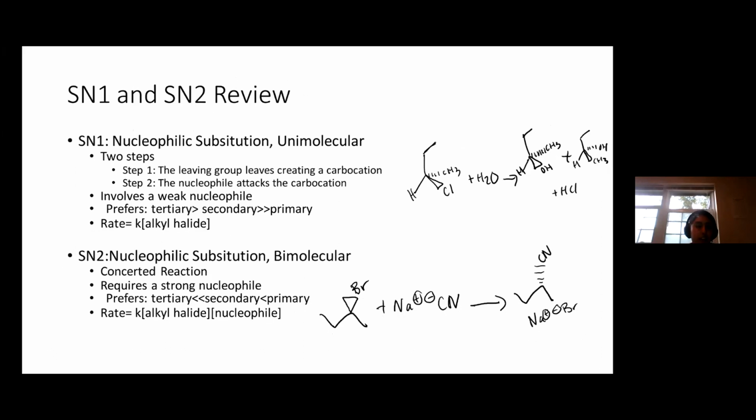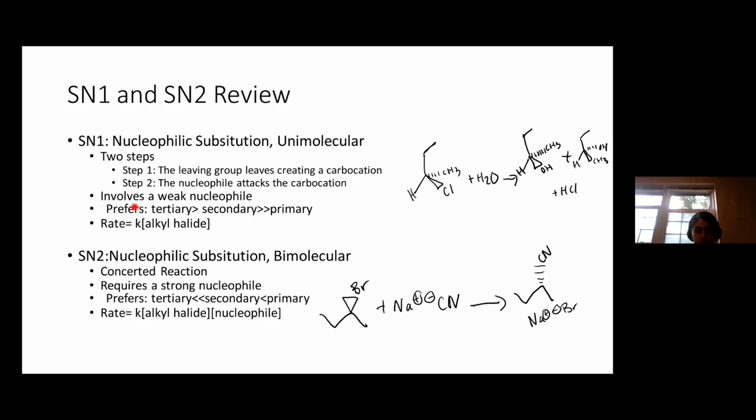SN1 reaction involves two steps, where step one is the leaving group leaves and creates a carbocation, and I'll show you an example with this reaction right here. Then step two, you have formed your carbocation, and the nucleophile will attack the carbocation you just formed. So again, two steps. And the nucleophile that attacks the carbocation will most likely be a weak nucleophile, which is how you can compare it to SN2, which we'll talk about right now.